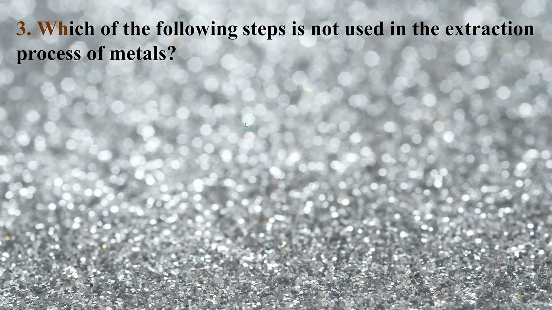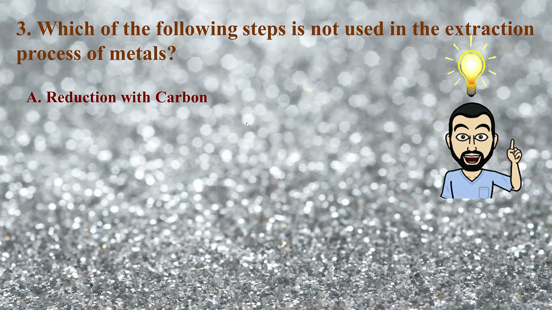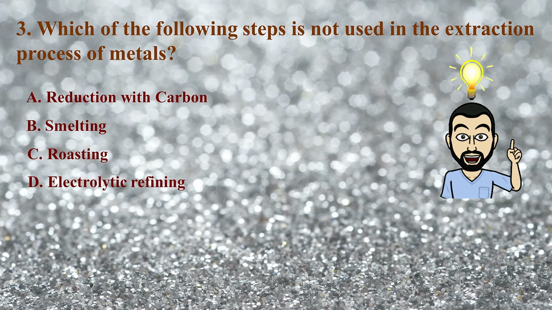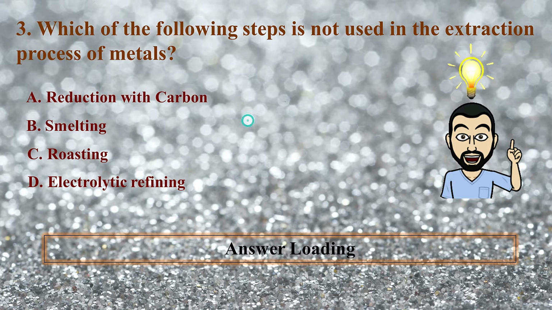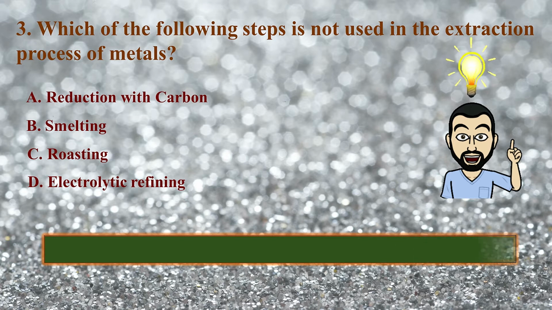Next question is, which of the following steps is not used in the extraction process of metal? And options are A, reduction with carbon, B, smelting, C, roasting, and D, electrolytic refining. And your time starts now. Correct answer is D, electrolytic refining, because this process is included in purification of metal, not extraction of metal.